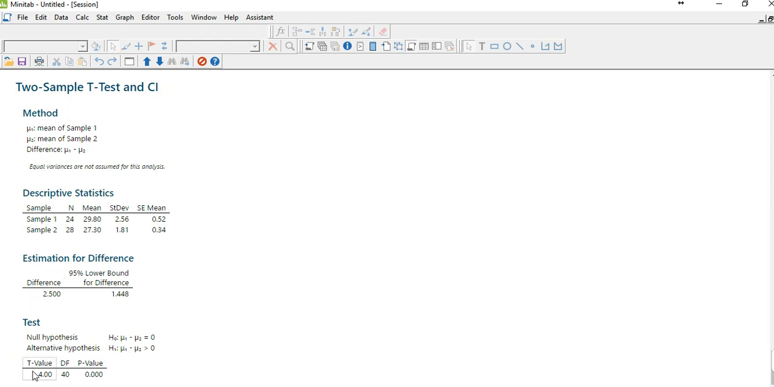Also the t-value is 4, degrees of freedom is 40, and the p-value is close to 0, less than 5%, so we reject the null hypothesis, and this is consistent with our manual calculation. Thank you.